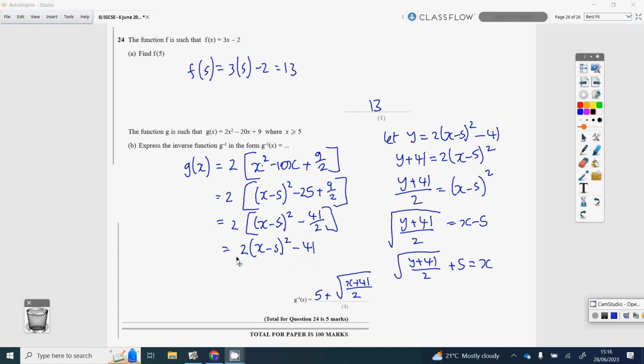So I can change the subject on this because x is only cropping up once. So let y equal this function. I've then added 41. I've then divided by 2. I've then square rooted, and then I've added 5. Now remember, y is just something we've artificially introduced to let us change the subject. So for our final answer, we're going to replace the y with an x. So our inverse function for g is 5 plus the square root of x plus 41 over 2.